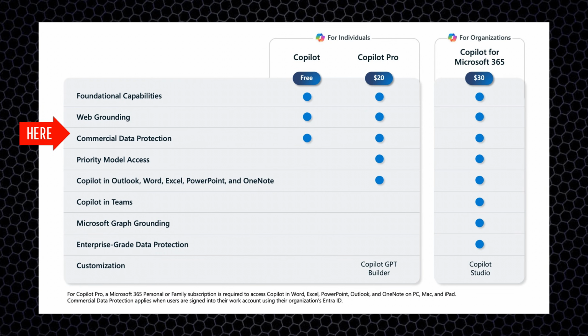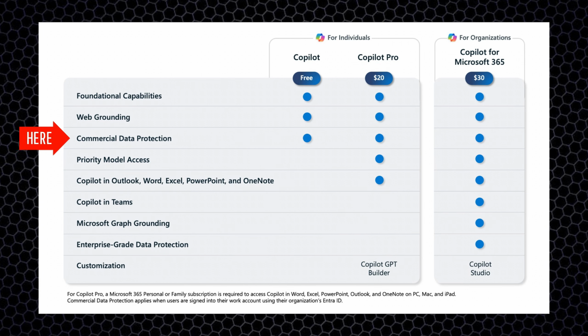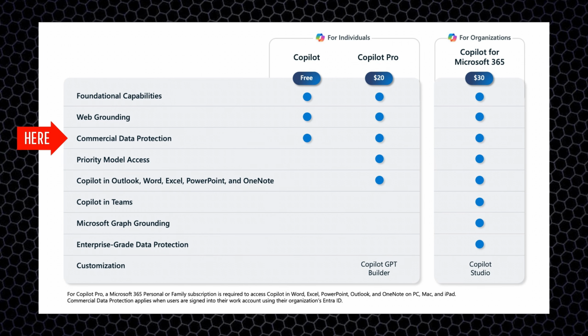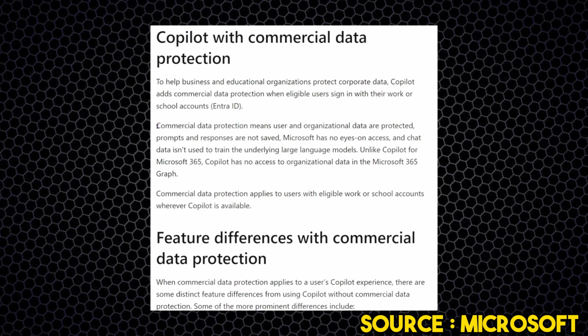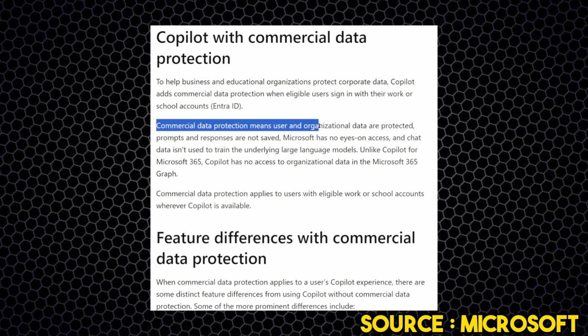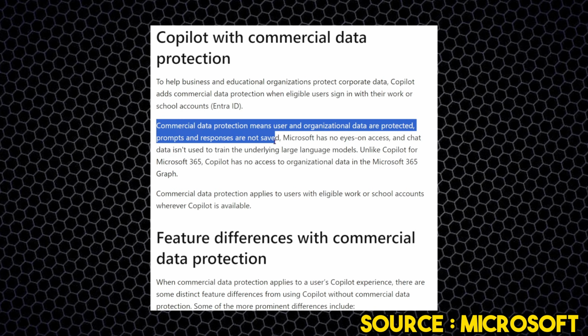Businesses and individual users might be worried about data protection. Well, Microsoft gives both the free and the paid version commercial data protection. And what does Microsoft promise about this? It means that it doesn't save any prompts, answers or questions that you ask Microsoft Copilot, so your data is completely safe. According to Microsoft, of course.